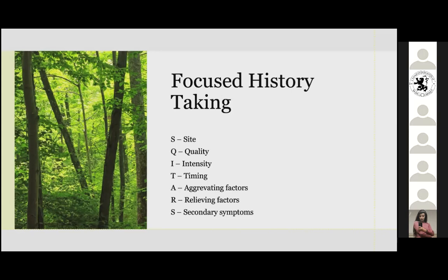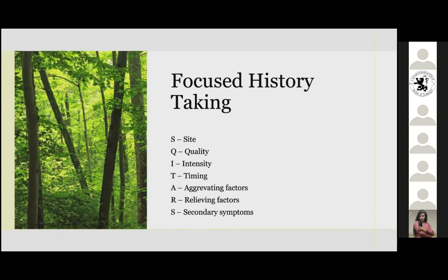Need to ask about timing. So when did the pain start? Is it getting better? Is it getting worse? Is it staying the same? Is there any variation with different times of the day? So just for example, epigastric pain, which occurs during the night, tends to suggest gastroesophageal reflux disease, because when the patient lies horizontally, the pain and the symptoms worsen. Have they had any previous episodes?